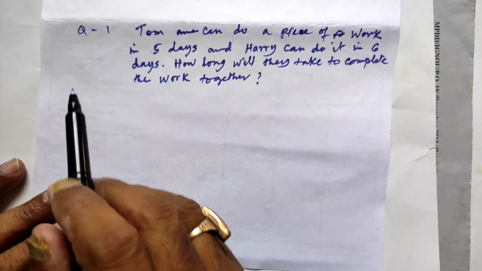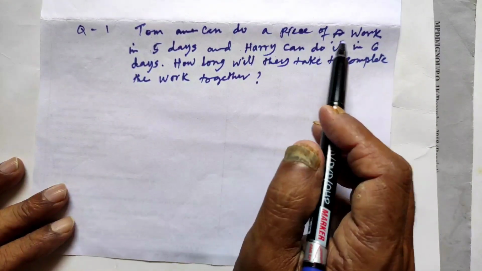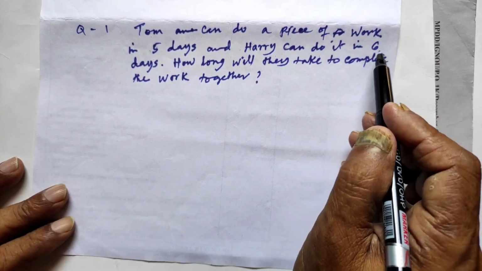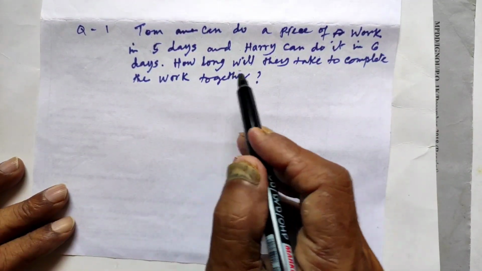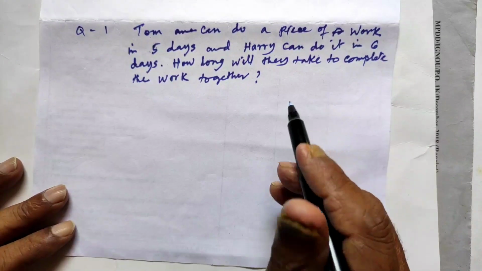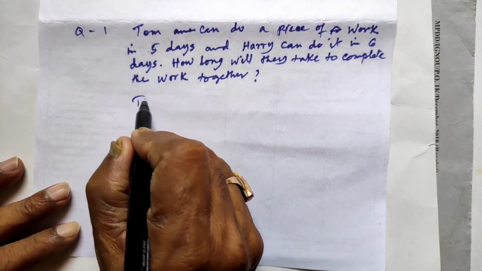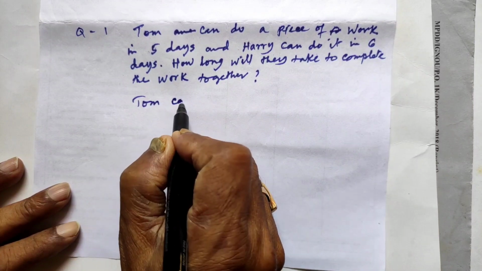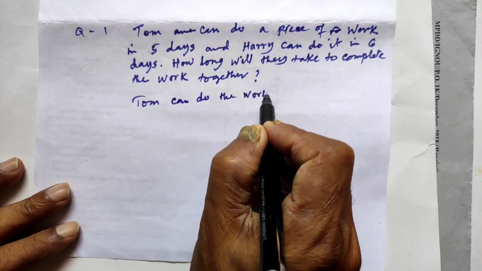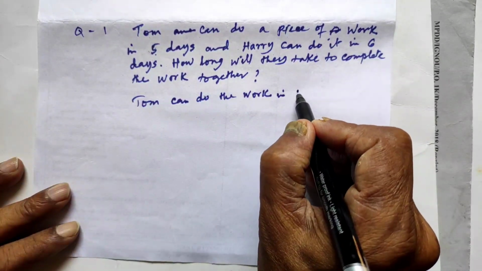Yes, sum number 1 is saying that Tom can do a piece of work in 5 days and Harry can do it in 6 days. How long will they take to complete the work? So from here we can see that Tom can do the work in 5 days over here.